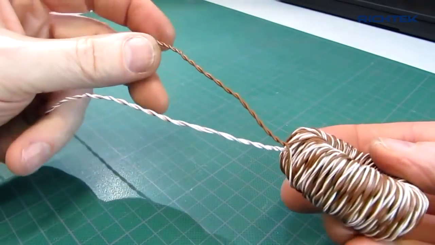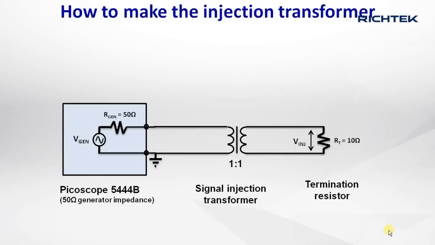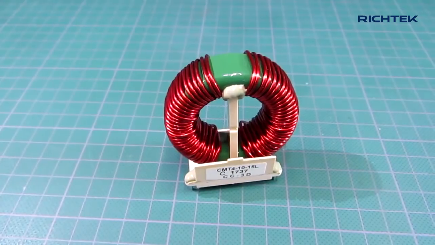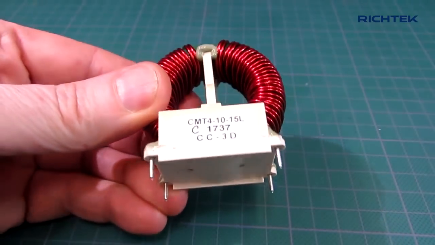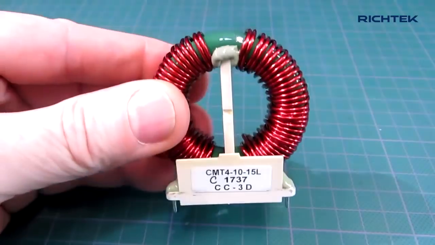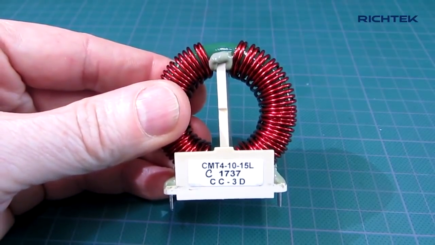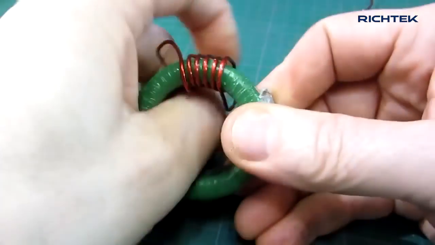Let me first show you how to make the signal injection transformer. To make a transformer that can achieve a flat response over a wide frequency range, you need to have a high primary inductance and very good winding coupling to minimize the leakage inductance. You can use the core of a high current common mode choke. In this case, I use the core of a Coilcraft CMT4 10 mH toroid common mode choke. First, remove the plastic and the wires.